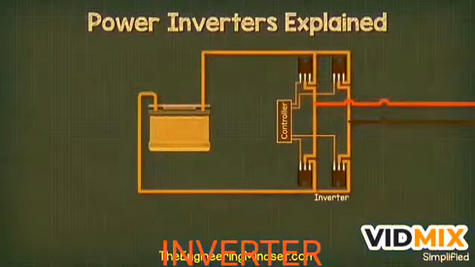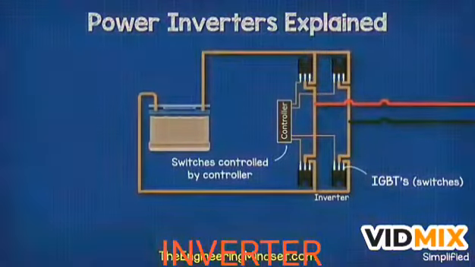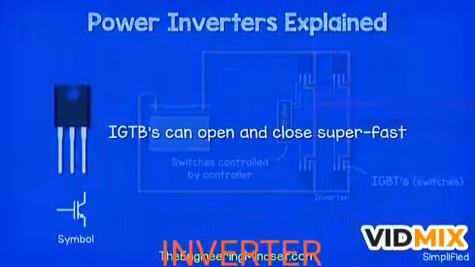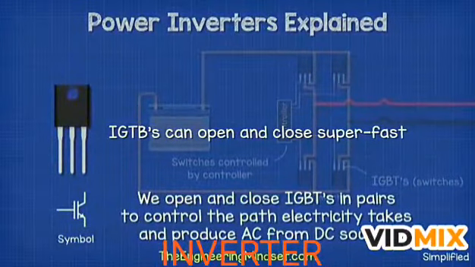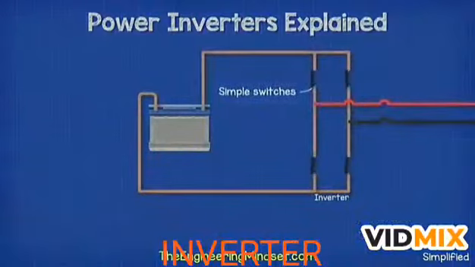The inverter consists of a number of electronic switches known as IGBTs. The opening and closing of the switches is controlled by a controller. These can open and close super fast in pairs to control the flow of electricity. By controlling the path which the electricity takes, and how long it flows in the different paths, we can produce AC electricity from the DC source. I'm going to animate these using some simple switches to make them easier to visualize.